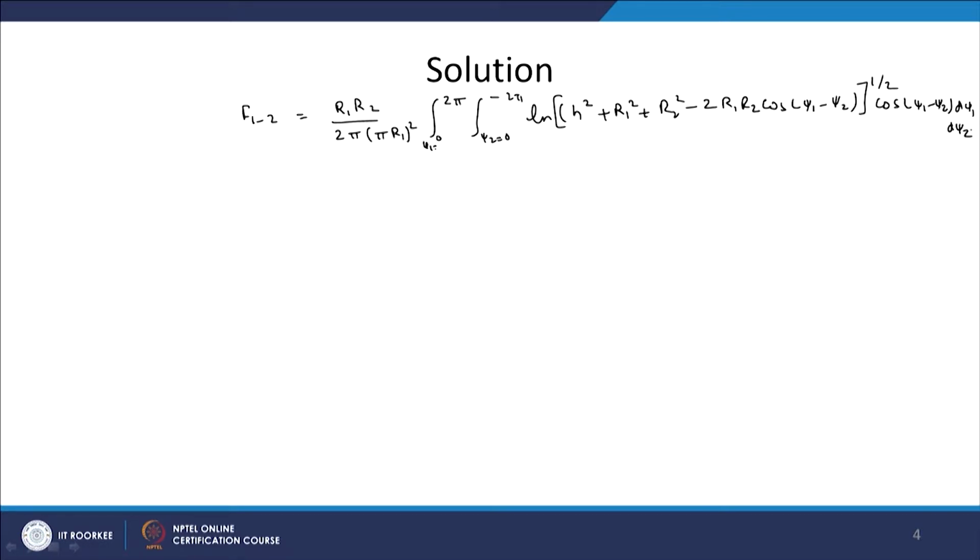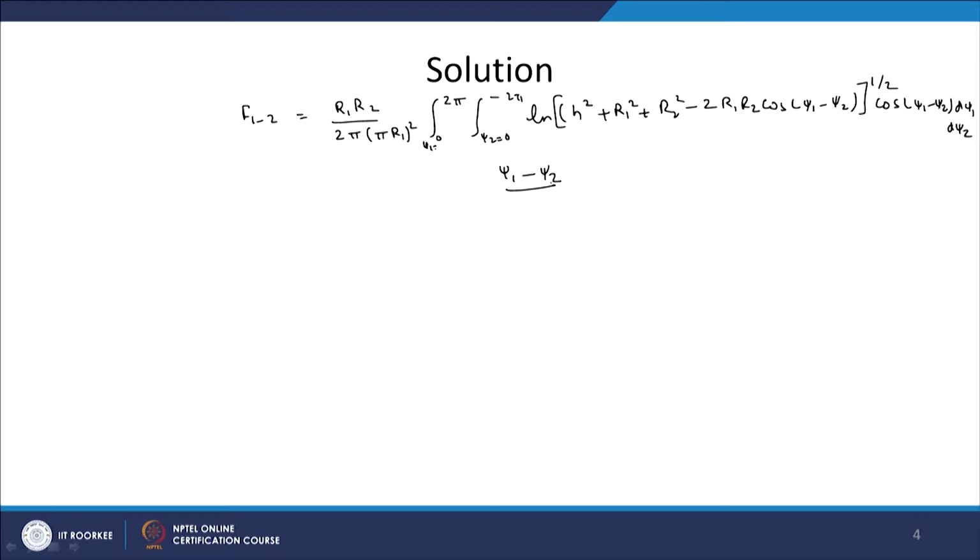So, this is going to be the expression for view factor. Now, it looks very terrific, the integration looks very terrific. Those who are expert in mathematics can solve this integration very easily. There are integration tables available.